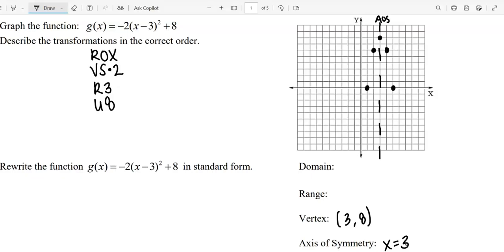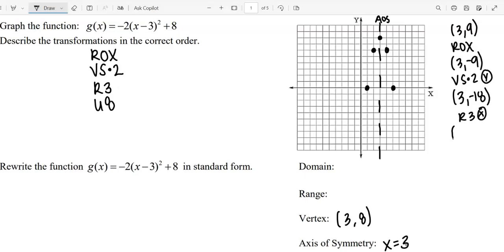What's the next point I would transform? 3, 9. If I reflect that over the x, it's going to go 3, negative 9, right? What's going to happen when I do a vertical stretch times 2? It'll be 3, negative 18. That's off my graph. What if I move that to the right 3? 6, negative 18. Okay. And then last, what if I move that up 8? 6, negative 10. I can graph that one. So 6, negative 10. What's the reflection point?